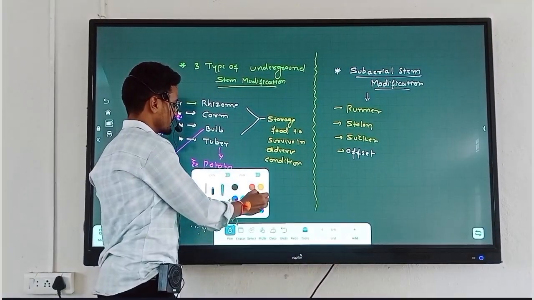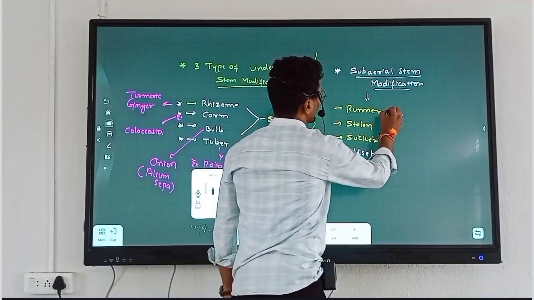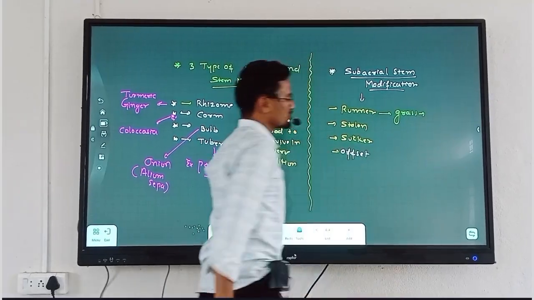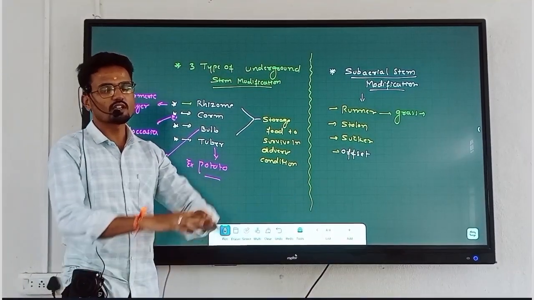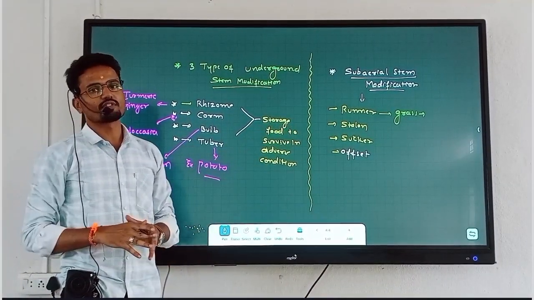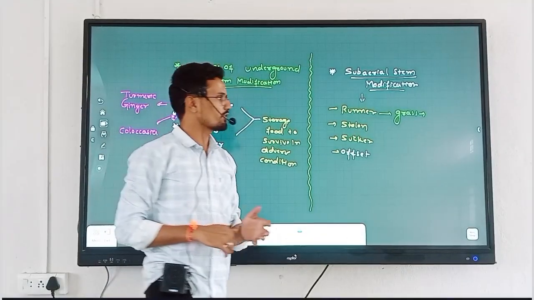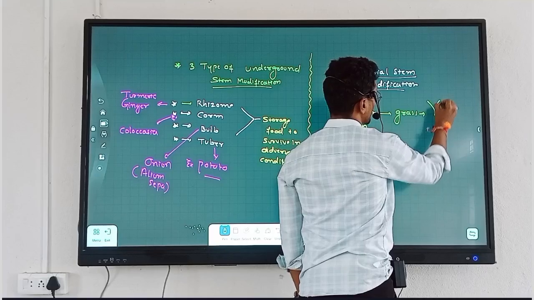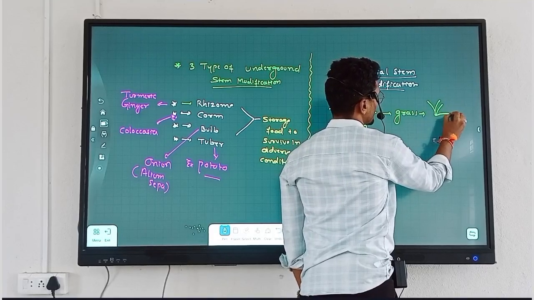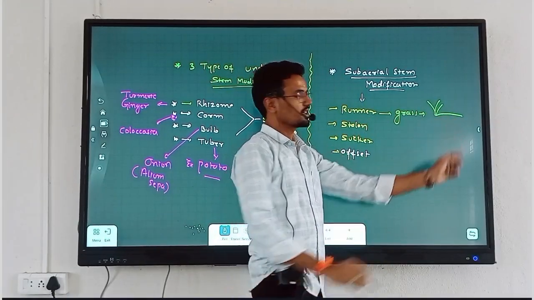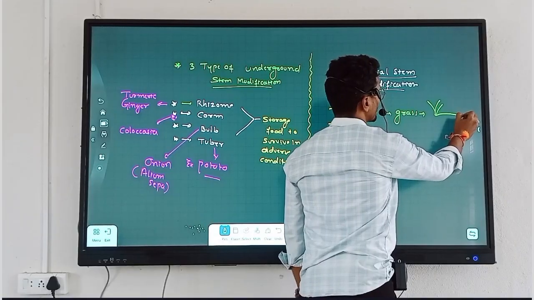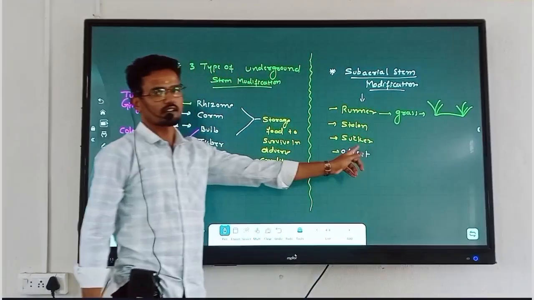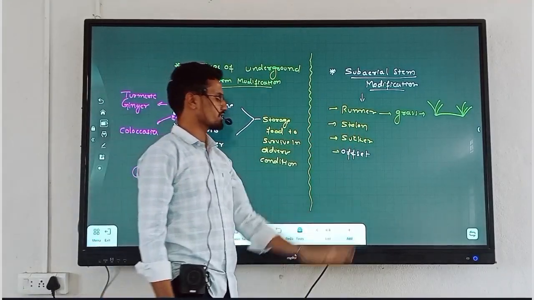The example for a runner is grass. In grass, the plants are distributed throughout the surface area of the soil, with a connection between two grass plants. If this is one grass plant, there is one aerial growth at its base that attaches to another place in the soil, and another grass plant grows. This is the runner we see in grass.